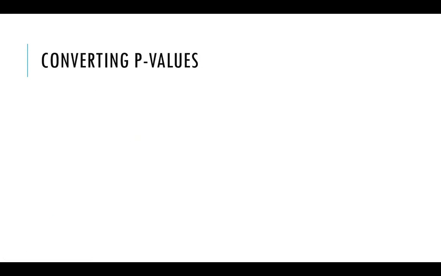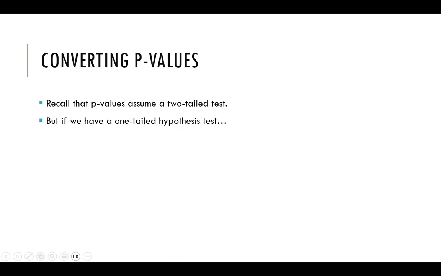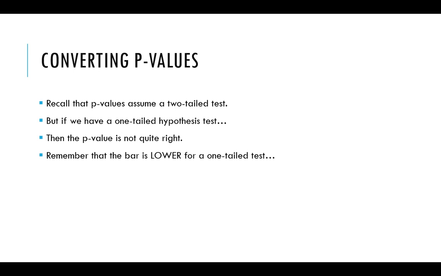Let's talk about converting p-values and when you might need to do that. It's important to remember that p-values assume a two-tailed test. So be clear, we've talked about this, when you get your results back from Excel, you are getting p-values reflecting the assumption that you are interested in a two-tailed test. But sometimes we have one-tailed hypotheses, right? And we've worked with one-tailed hypotheses. Well, in this case, the p-value is not quite right.